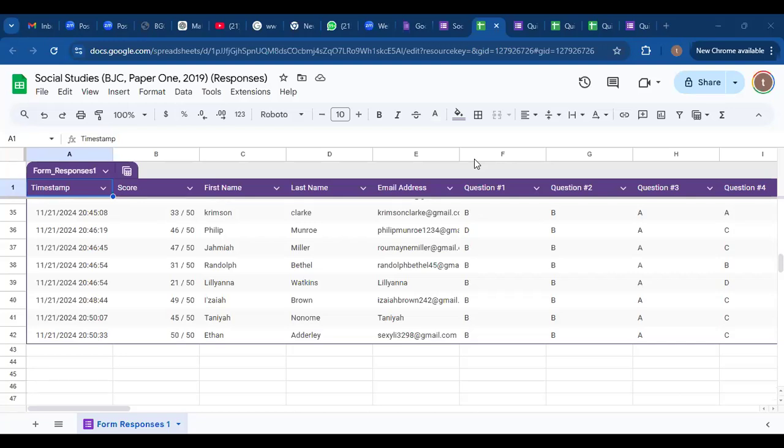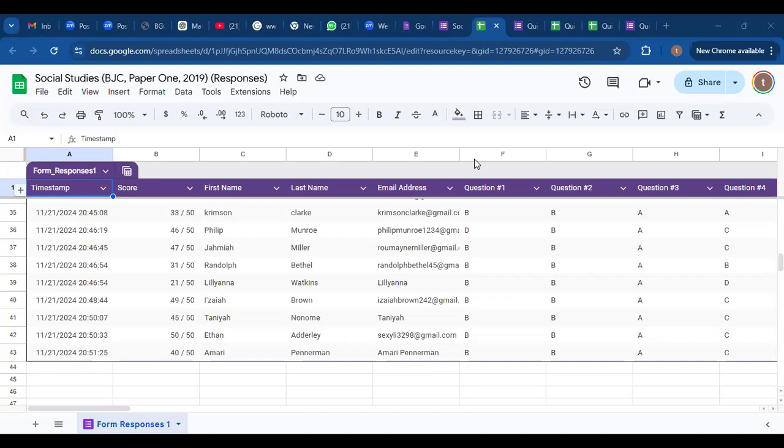Ethan Adderley. Yes, sir. You got a 50 out of 50. Do you see that? Yes, sir, I see it. That's 100%. Very good, Ethan. Ethan, are you doing RK? Yes, sir. I'm going to take the quiz right now. Good. Yes, Zion Neely.